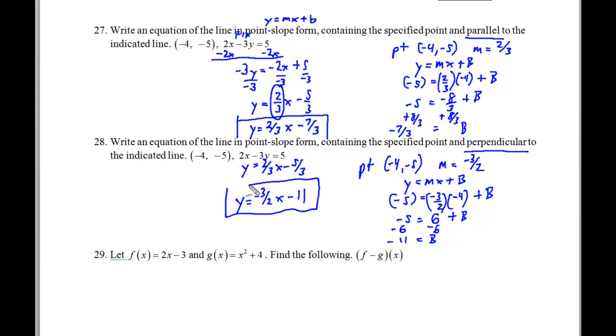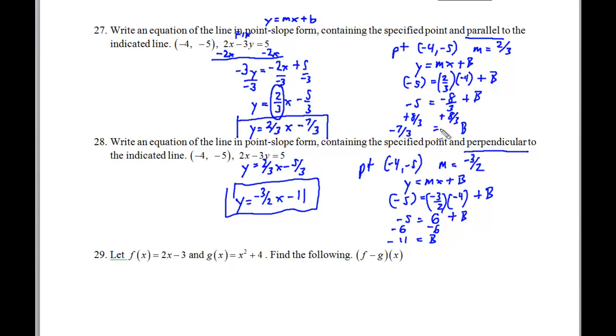So you can see that my answer to the problem, compared to the fixed equation up above, is a perpendicular line because the slopes are opposite reciprocals of each other, and this y-intercept will take this line through this point.